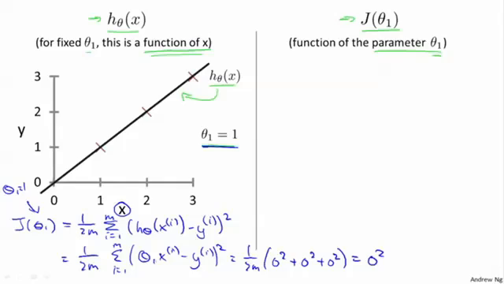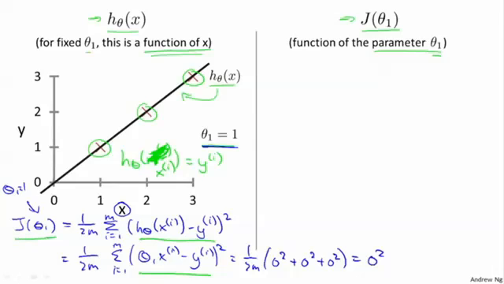Now, inside the cost function, it turns out each of these terms here is equal to 0 because, for the specific training set I have, where my 3 training examples are at (1, 1), (2, 2), (3, 3), if theta 1 is equal to 1, then h of x i is equal to y i exactly. And so h of x minus y, each of these terms is equal to 0, which is why I find that J of 1 is equal to 0. So we now know that J of 1 is equal to 0. Let's plot that.